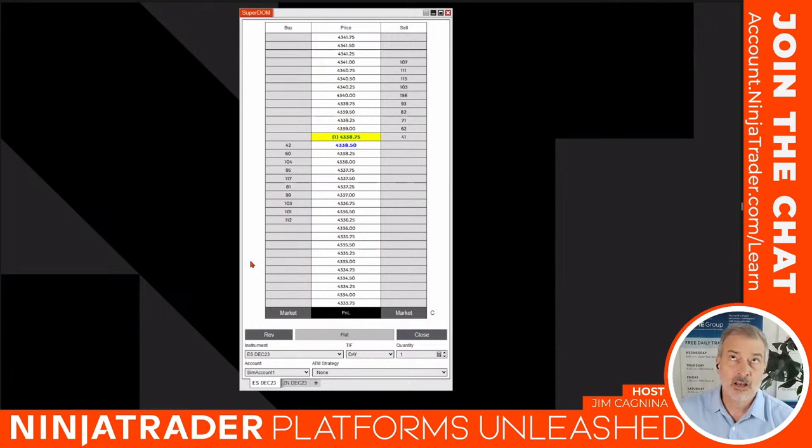And a limit order, by definition, is: I would like to either buy or sell at my price or better. That's the definition of it. So as an example, if I wanted to buy a contract at 43.37.5, I would go ahead and click in the buy side. And now I have a limit order.